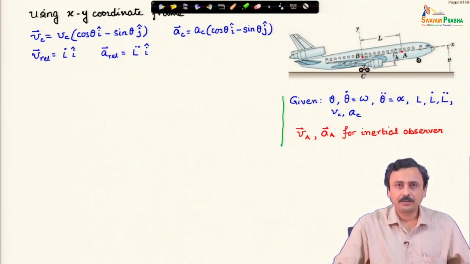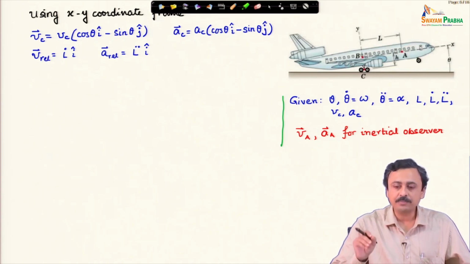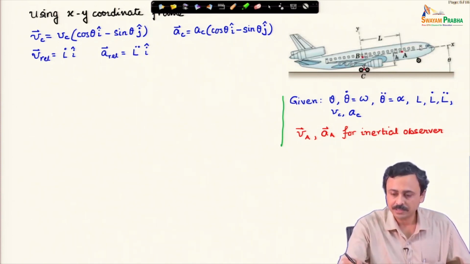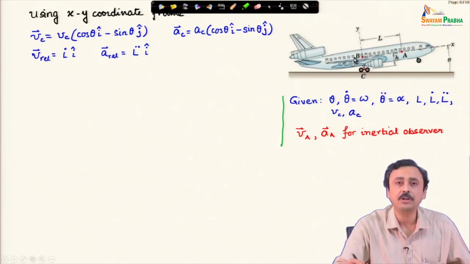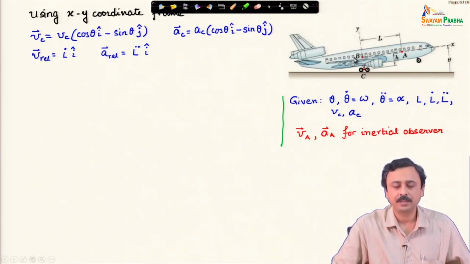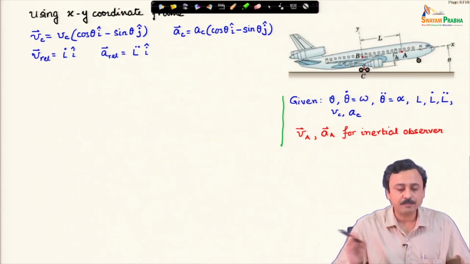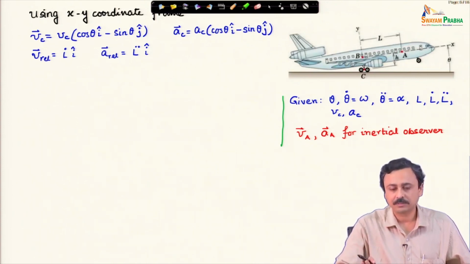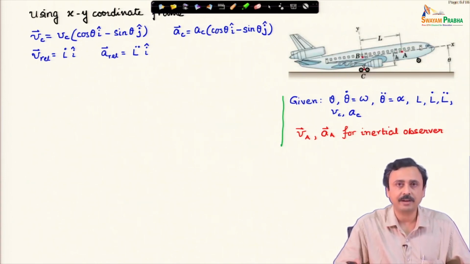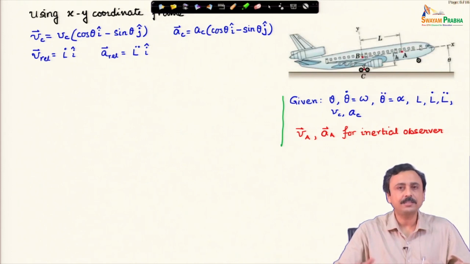V_rel, what is V_rel? V_rel is the velocity as seen by an observer sitting at B, you can see here. B is the origin of the frame xy. V_rel is the velocity of that person A as measured by the observer B inside the aircraft. So, that is the idea of V_rel in the rotating frame.